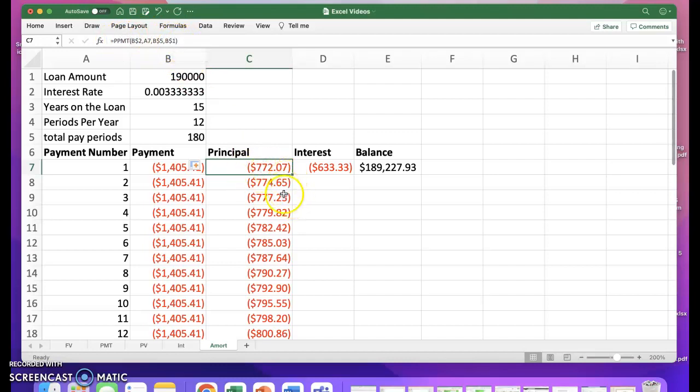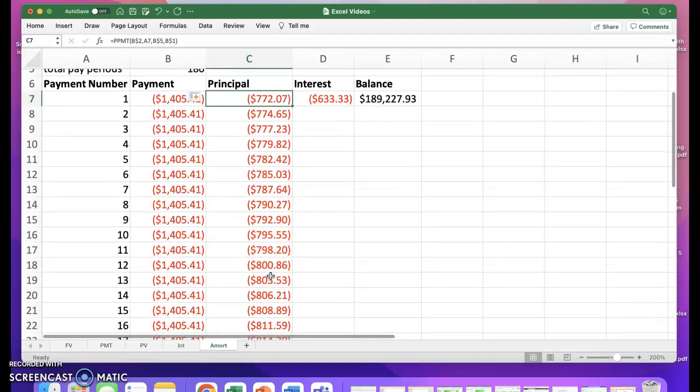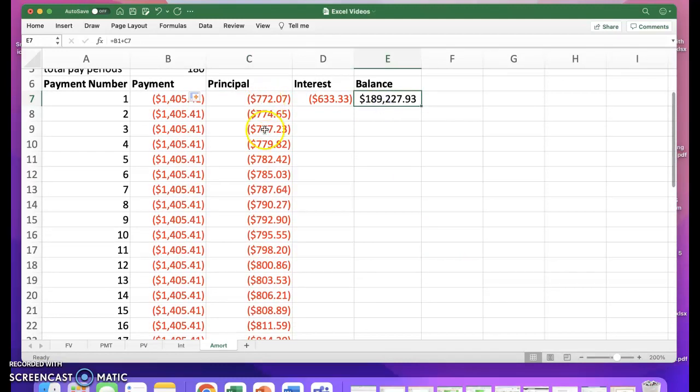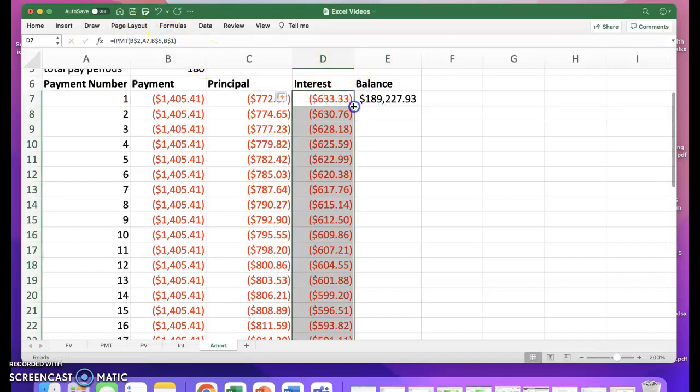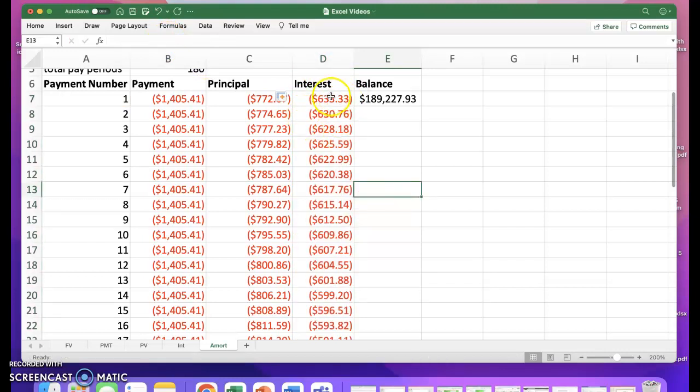Okay, so you'll notice the principal goes up slightly every month. So as my overall balance decreases, my principal increases. That's also going to be true. I forgot the $ sign here too. So I'm going to put the $ sign in there and redo this. There we go. So you'll notice it goes up slightly, right? So the balance goes up, the interest goes down.